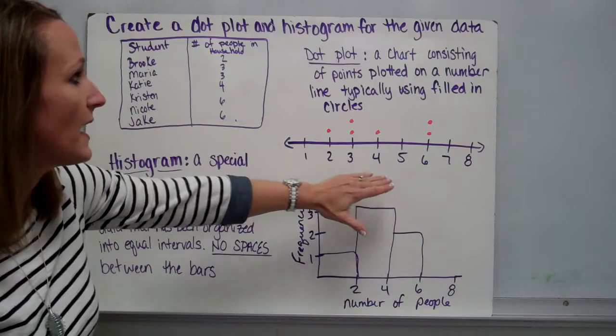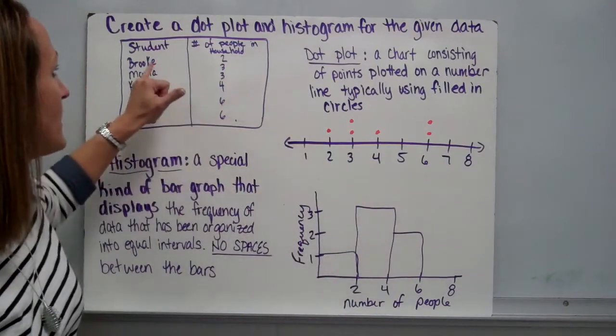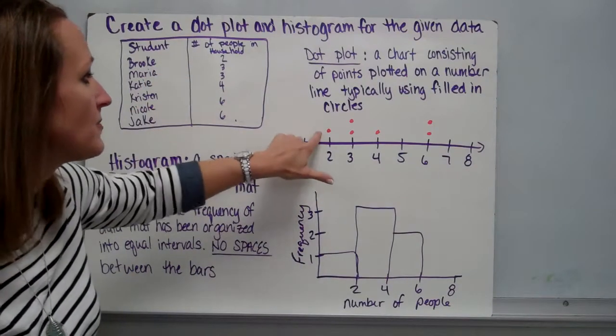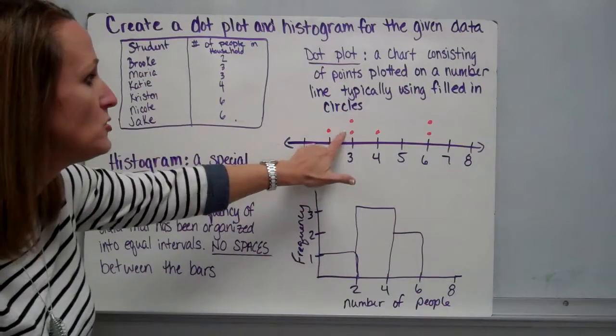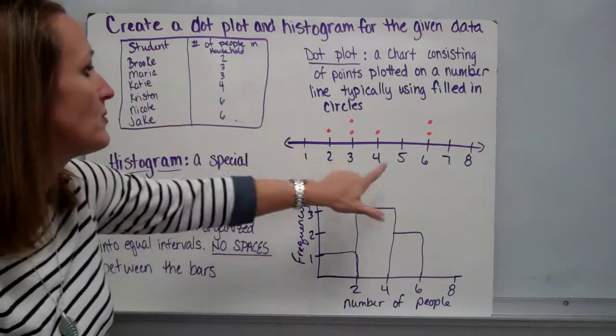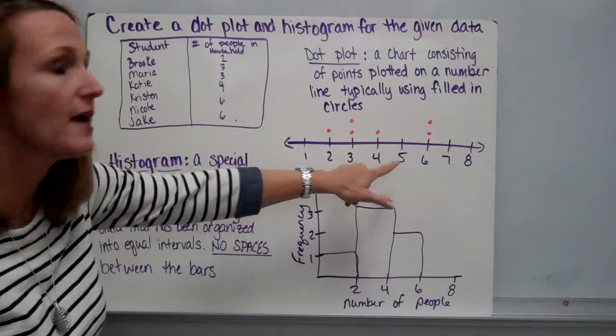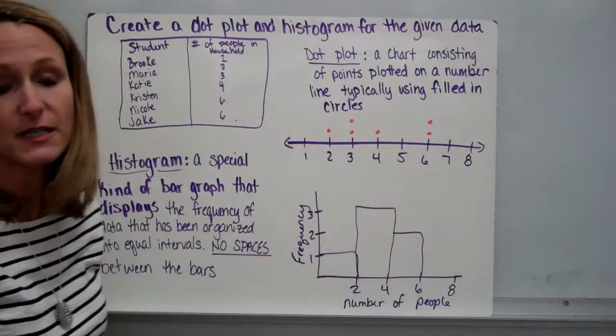So I drew my number line, which we've been drawing all year, and I labeled it. Brooke had 2 people, so I put a dot above 2. Maria and Katie both had 3 people, so I put 2 dots above the 3. Kristen had 4, so I put 1 dot above 4. Nobody had 5. And then Nicole and Jake both had 6, so I put 2 dots above 6.